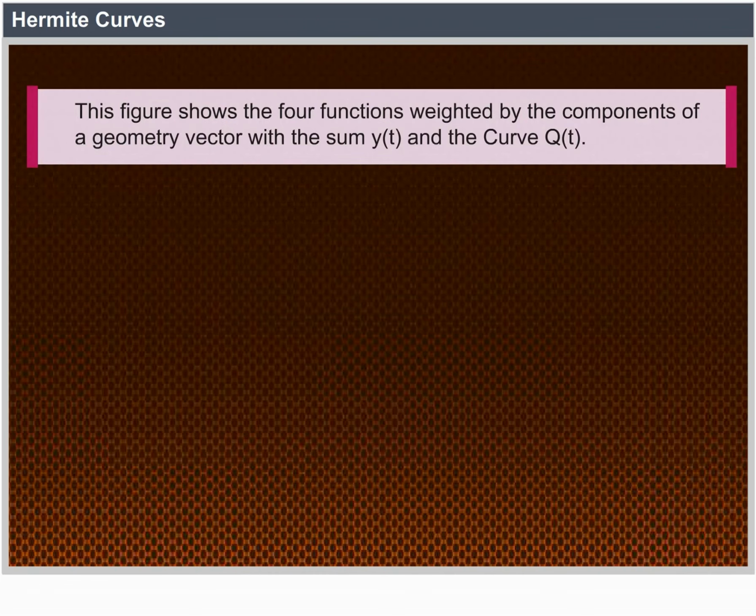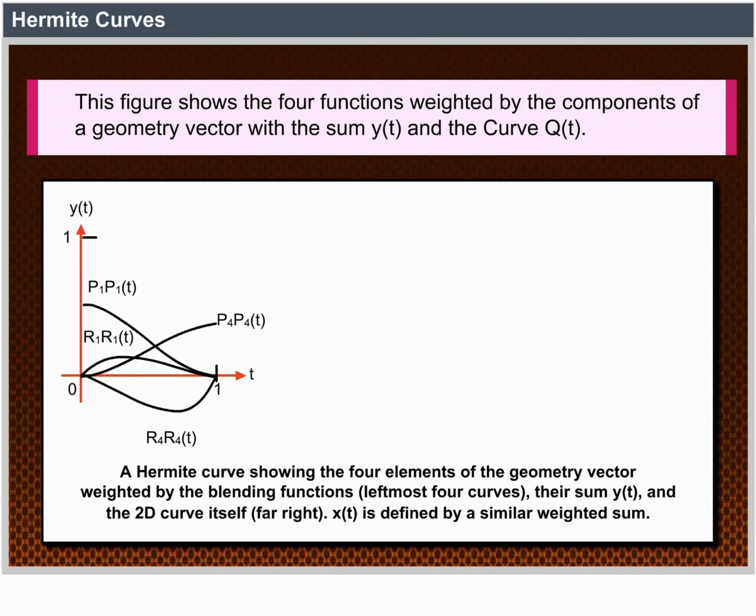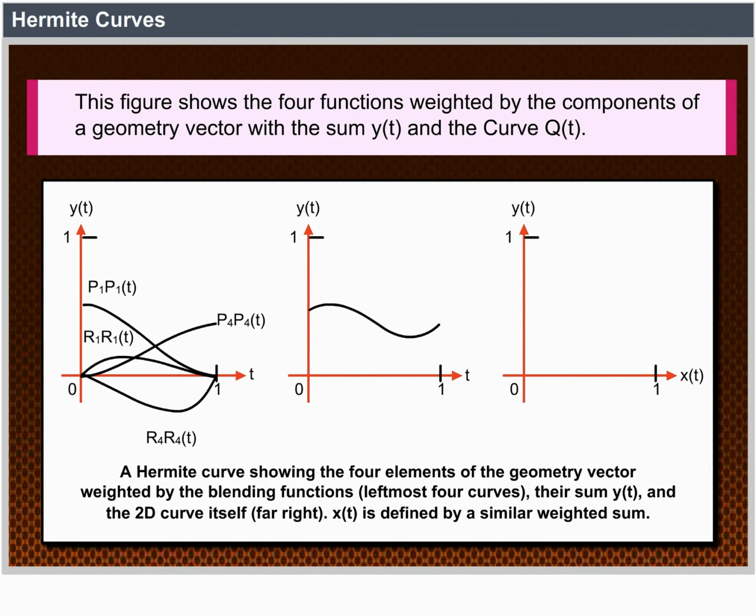This figure shows the four functions weighted by the y components of a geometry vector, their sum y of t, and the curve q of t. A Hermite curve showing the four elements of the geometry vector weighted by the blending functions, leftmost four curves, their sum y of t, and the 2D curve itself, far right. x of t is defined by a similar weighted sum.